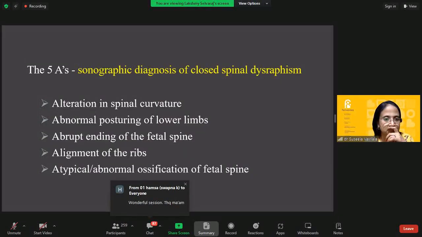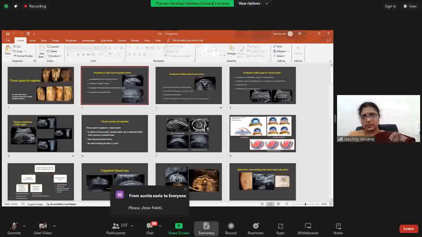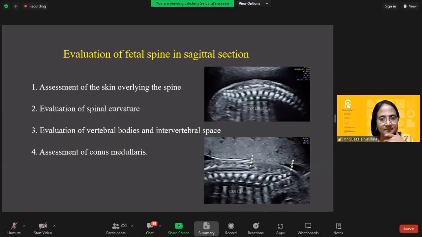So is the sagittal section evident? Yes. In the sagittal section, what are the four hints we need to look at in the spine? The first thing, as we often do, is skin. Then the spinal curvature. When you do the spine, you look at three lines: the skin line, the posterior ossification centers, and the anterior ossification centers, so vertebral body and intervertebral disc space. Then assessment of the conus. So, four hints.